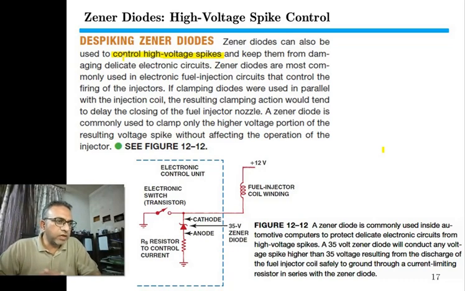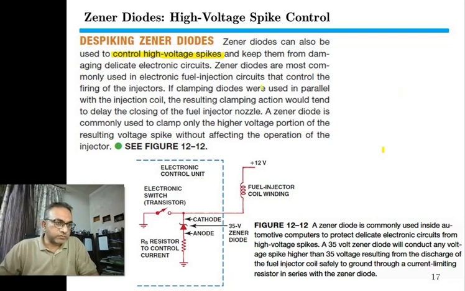Second thing that we can learn is that in fuel injection circuits that are very common nowadays, Zener diodes are used instead of clamping diodes. A Zener diode will control the spike, and we will not use clamping diodes. Why do we not use clamping diodes?